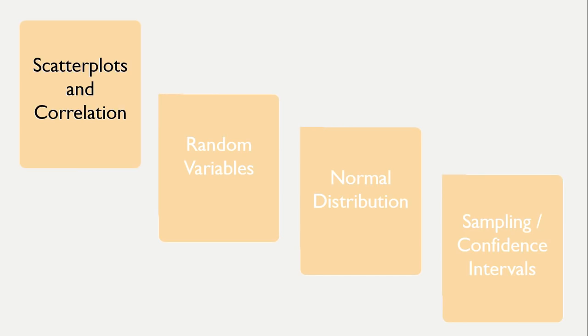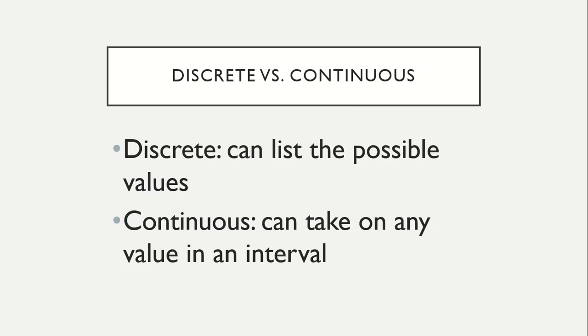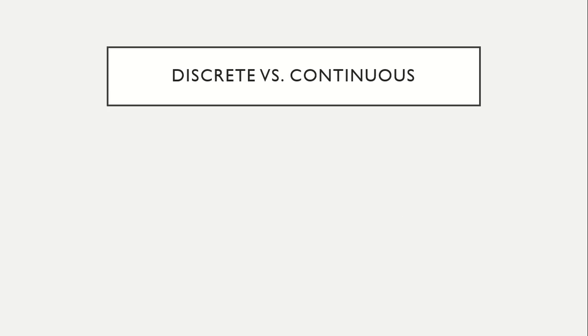Now that we've covered scatter plots and correlation, let's go into random variables. A random variable is a variable that takes on different numerical values with different probabilities. We've divided it into discrete versus continuous variables. Discrete random variables are variables for which you can list the possible values, and continuous random variables can take on any value in an interval. Let's go over some examples. SAT scores are discrete. The reason is because they can only be between a certain range, and in increments of 10. You can't score a 12.15 or a 12.10.5 or anything like that.